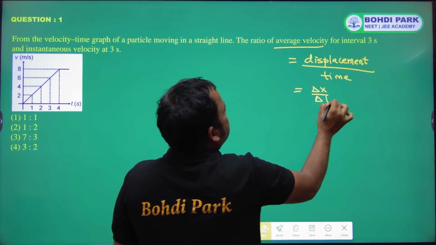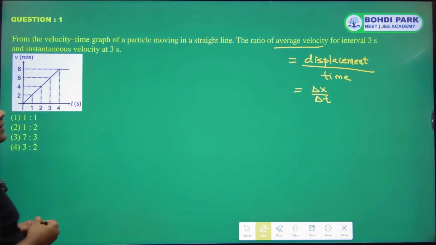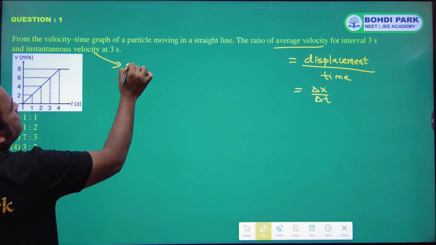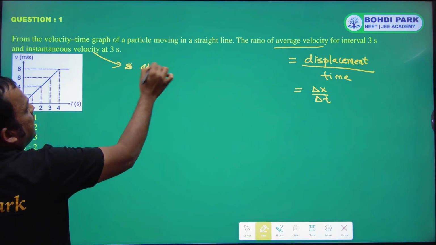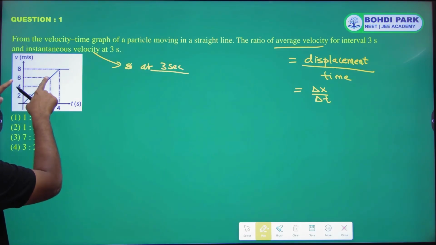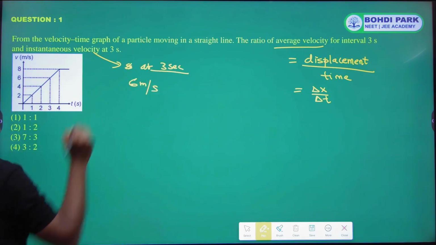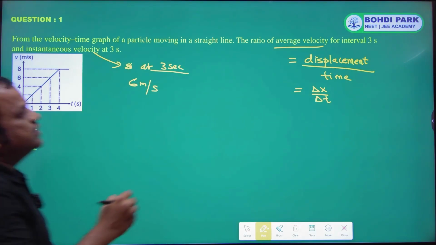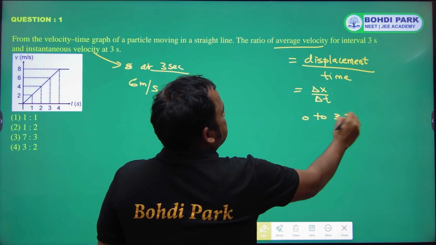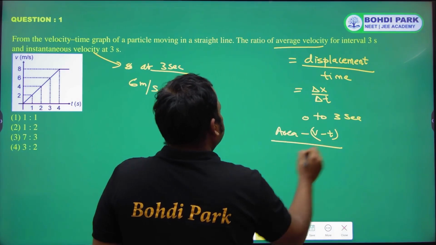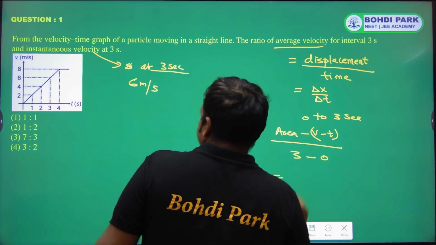delta x by delta t for interval 3 seconds and instantaneous velocity at 3 seconds. Instantaneous velocity means at 3 seconds. So at 3 seconds instantaneous velocity is 6 meter per second and average velocity from 0 to 3 seconds. 0 to 3 seconds, it will be area under Vt graph divided by time taken 3 minus 0.